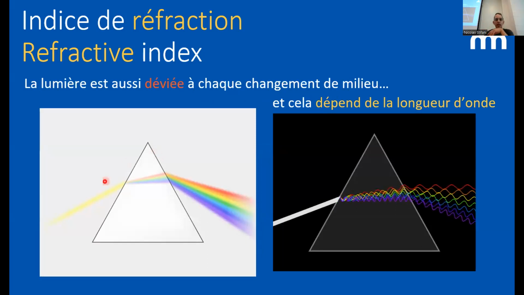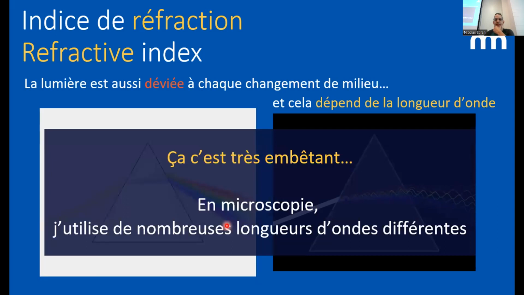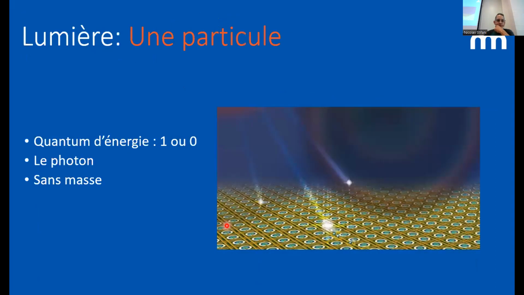If you shine white light, which is a combination of all the wavelengths, it is going to be bent by refraction. But this bending is different based on the wavelength. So you see the red is less bent than the blue and the violet. This is a bit worrisome in microscopy because we are using a lot of different wavelengths. We are also using white light. So this can cause a bit of trouble, and we have to take this into account.